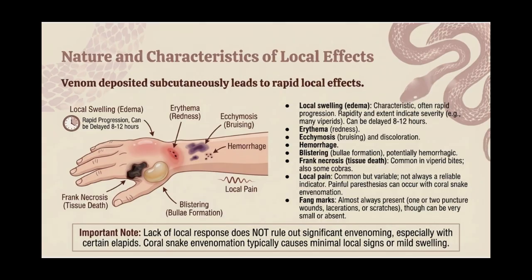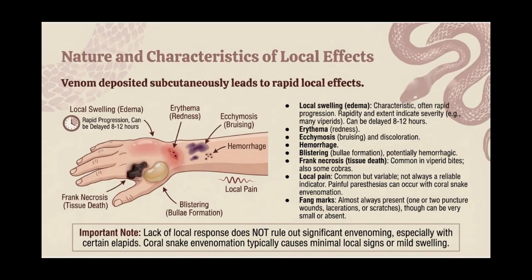Factors influencing the severity and presentation include the species of snake, the amount of venom injected, and the potency of that venom. Additionally, the location of the bite and individual patient factors such as age, size, and overall health play significant roles in the clinical outcome. Following envenomation, several local effects are commonly observed.